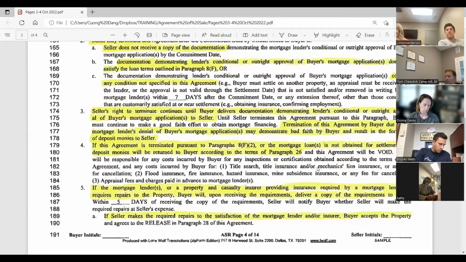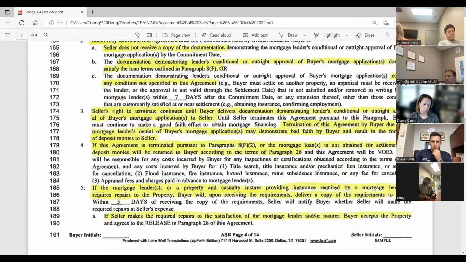5, if the mortgage lender or a property and casualty insurer providing insurance required by a mortgage lender requires repairs to the property, buyer will, upon receiving the requirements, deliver a copy of the requirements to seller. Within 5 days of receiving the copy of the requirements, seller will notify buyer whether seller will make the required repair at seller's expense. Okay.